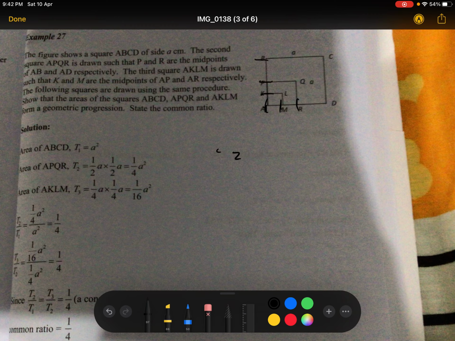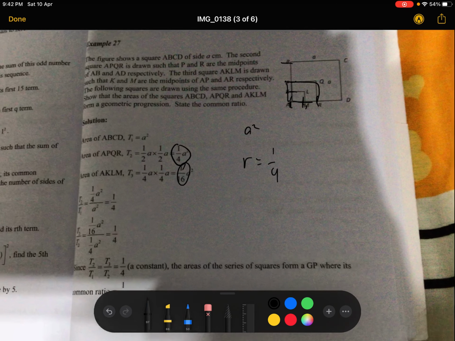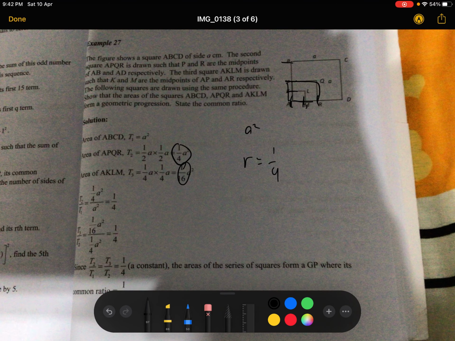Because of that, you need to find the area of the square first before you try and determine the common ratio. So you let the length be a, so the area is a squared, and then you let the second one be half of a. So half of a times half of a is 1 over 4 a squared, and then 1 over 16 a squared. Then you will find out that r equals 1 over 4. So this is another one that looks very complicated, but it's actually very easy. You just have to find the area before you determine the final ratio.